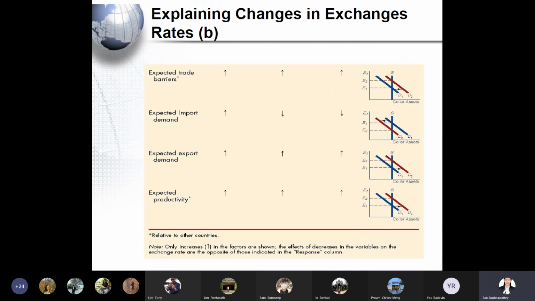Then you can see the expected trade barriers in this case. If we expect that the US will put up more trade barriers, then the value of the dollar is higher in the long run, the expected return on the dollar asset is also higher, and the quantity demanded of dollar assets is also increasing. So you can see here the demand curve shifts to the right.